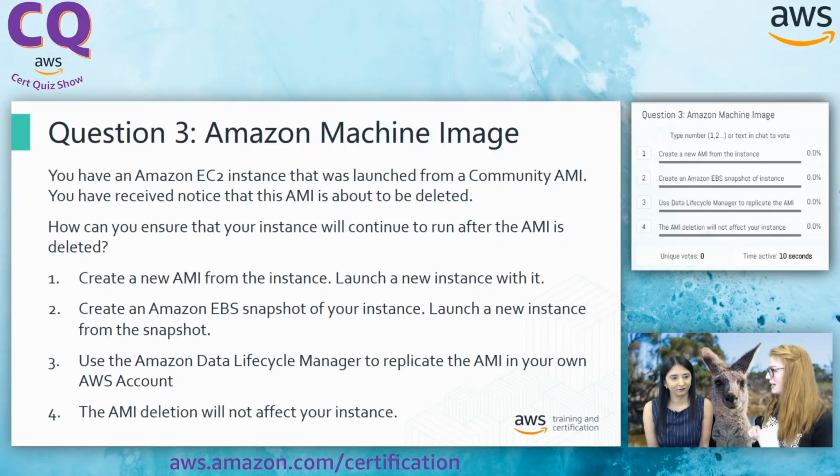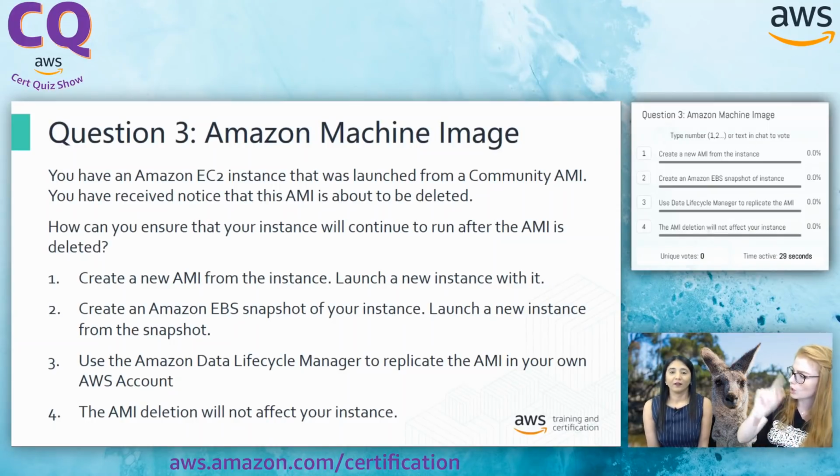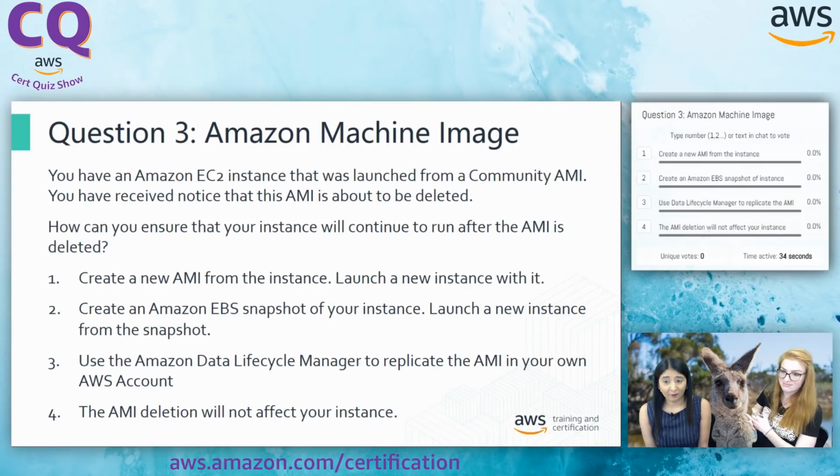All right, AMI, you ready? Okay, AMIs. You have an Amazon EC2 instance that was launched from a community AMI. You have received notice that this AMI is about to be deleted. How can you ensure that your instance will continue to run after the AMI is deleted? So you have an EC2 instance running in your environment, and it's from a shared AMI, a community AMI. And you get a deletion notice of your AMI.